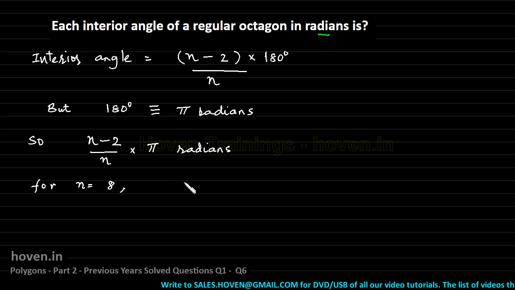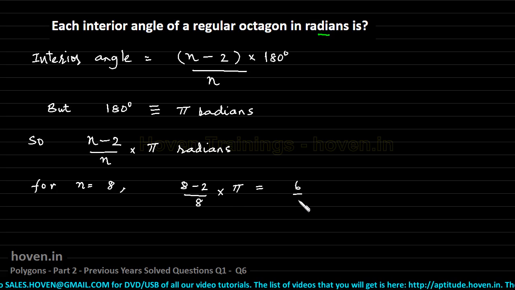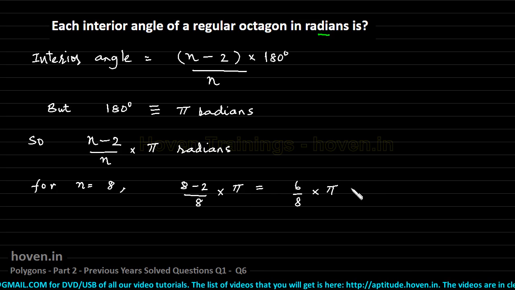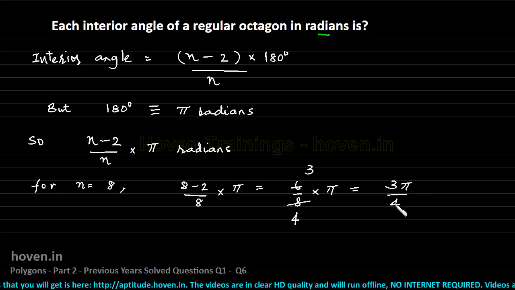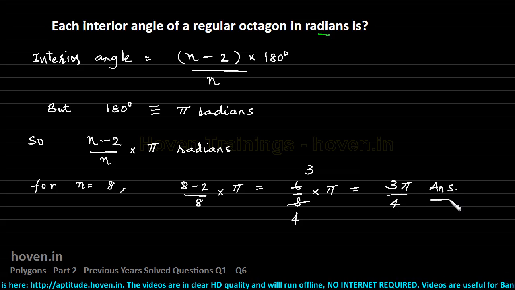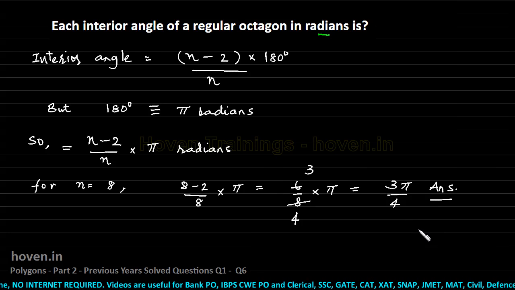For n is equal to 8, we will have 8 minus 2 by 8 into pi, which is equal to 6 by 8 into pi, which can now be cancelled, 2 4s are 8, 2 3s are 6, which is equal to 3 pi by 4, the answer. So we write interior angle equal to n minus 2 by n into pi, and n is equal to 8, and that all leads us to 3 pi by 4. Let us move to our next question now.